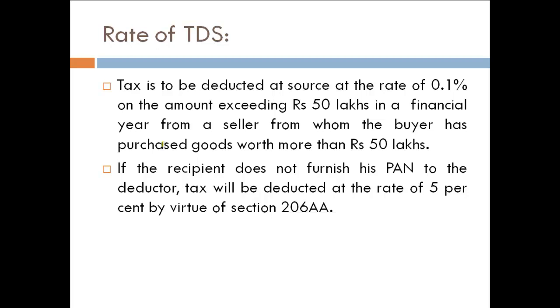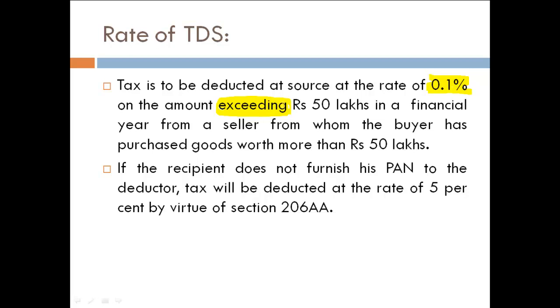Now, what will be the rates of TDS? Tax is to be deducted at source at the rate of 0.1% on the amount exceeding rupees 50 lakhs. Unlike other sections of TDS, this point is to be noted: tax has to be deducted on an amount over and above 50 lakhs.